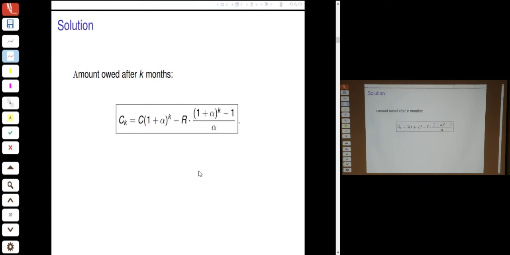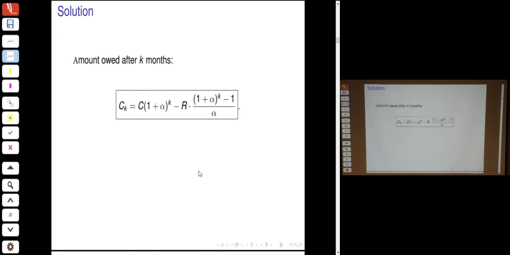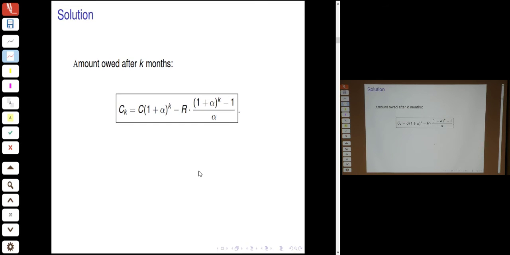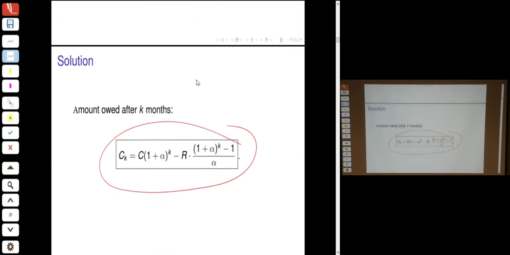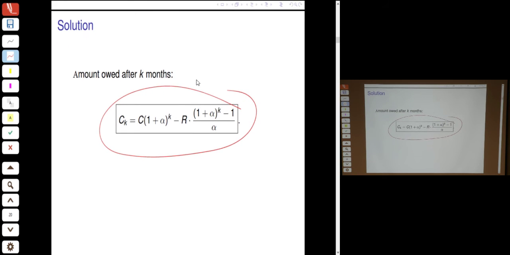And how much do you owe after k months? After k months you owe this amount. So, Ck is C times (1 plus alpha) to the k, where C is the initial amount you have borrowed, minus R, which is the monthly payment, times ((1 plus alpha) to the k minus 1) divided by alpha. Okay. And these follow from carefully tracking the growth of the compound interest.